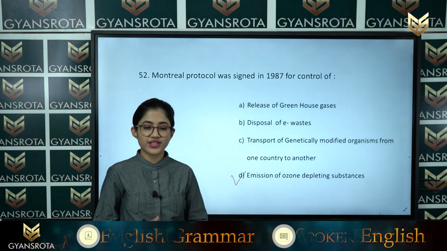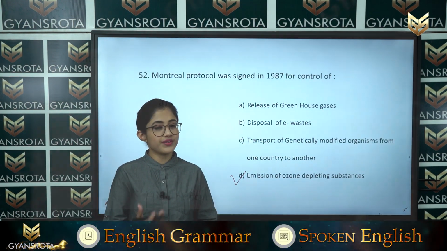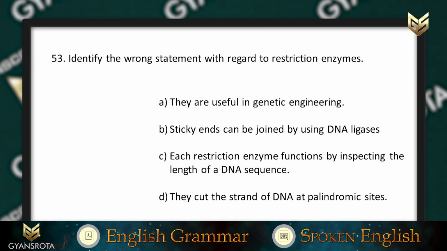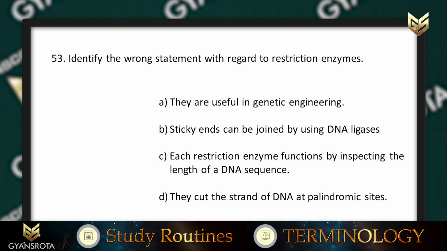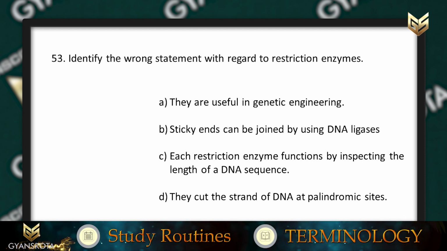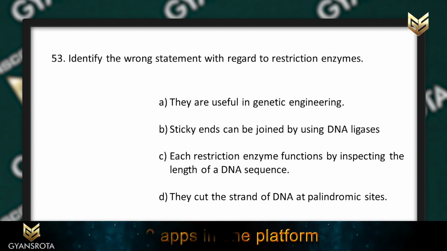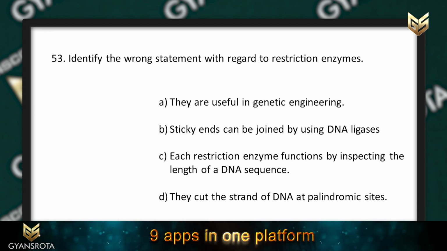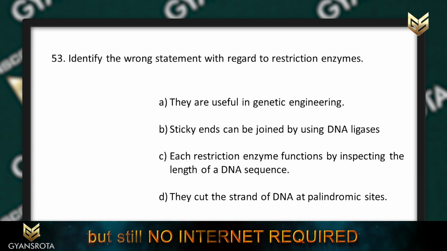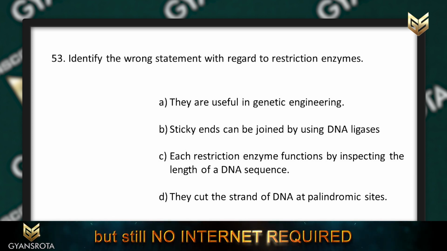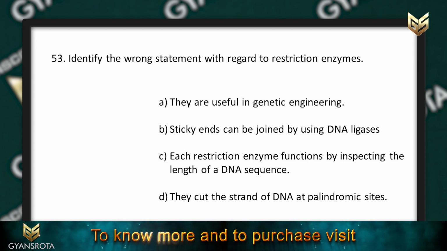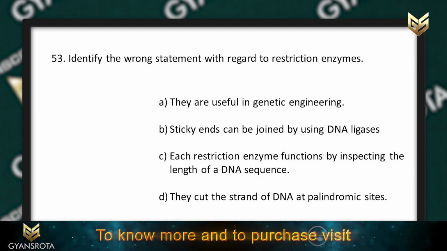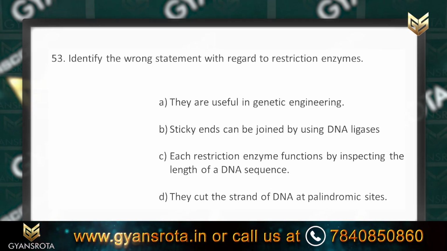Now let's move on to the next question, that is question number 53. Identify the wrong statement with regard to restriction enzymes. Option A, they are useful in genetic engineering. Option B, sticky ends can be joined by using DNA ligases. Option C, each restriction enzyme functions by inspecting the length of a DNA sequence. And option D, they cut the strand of DNA at palindromic sites.